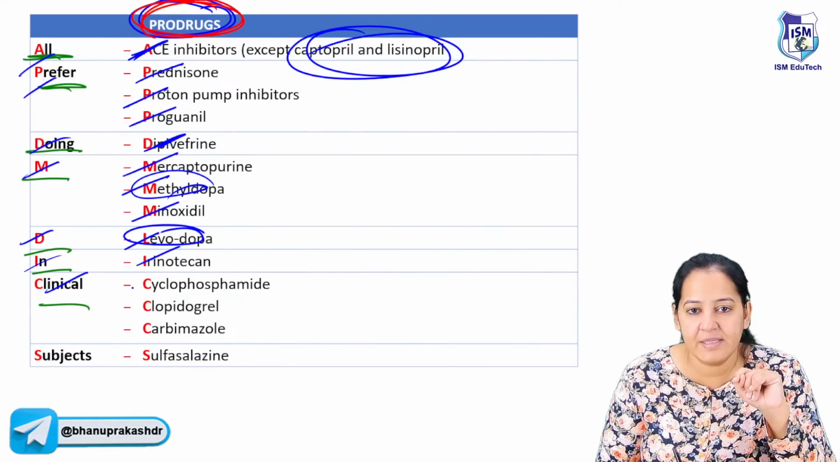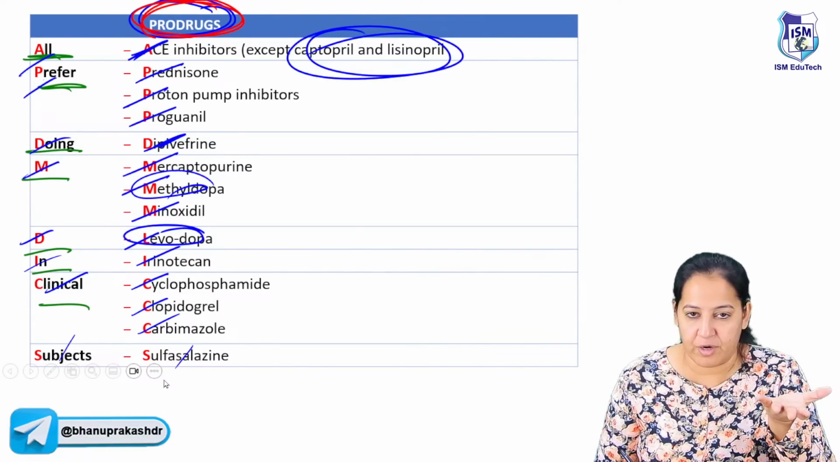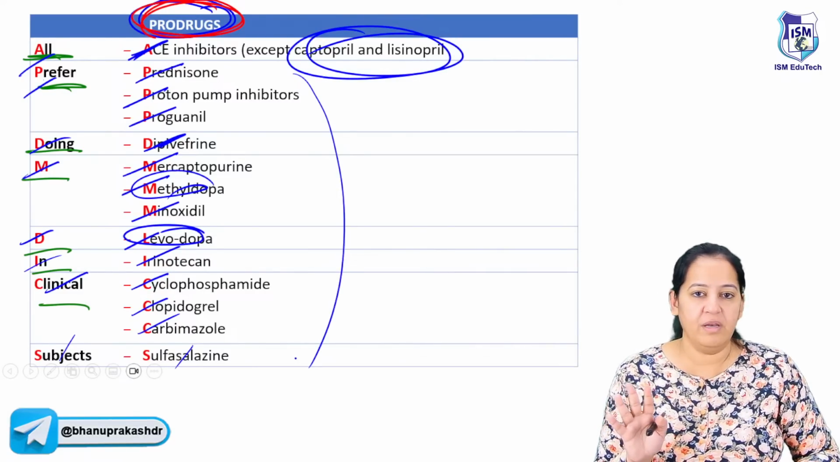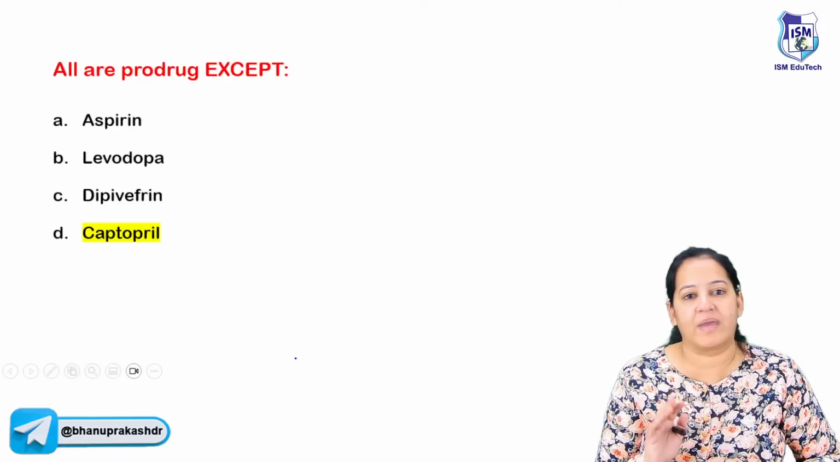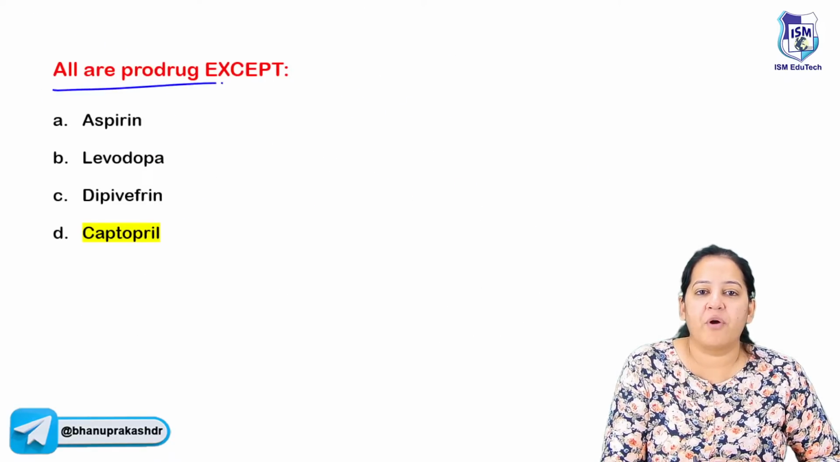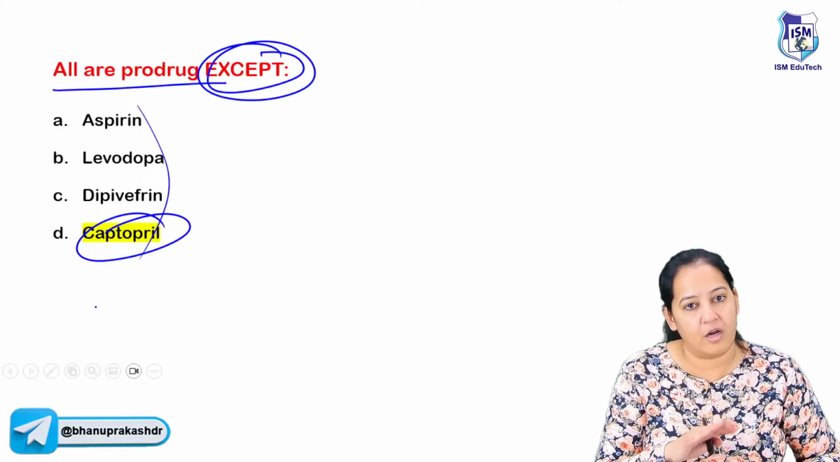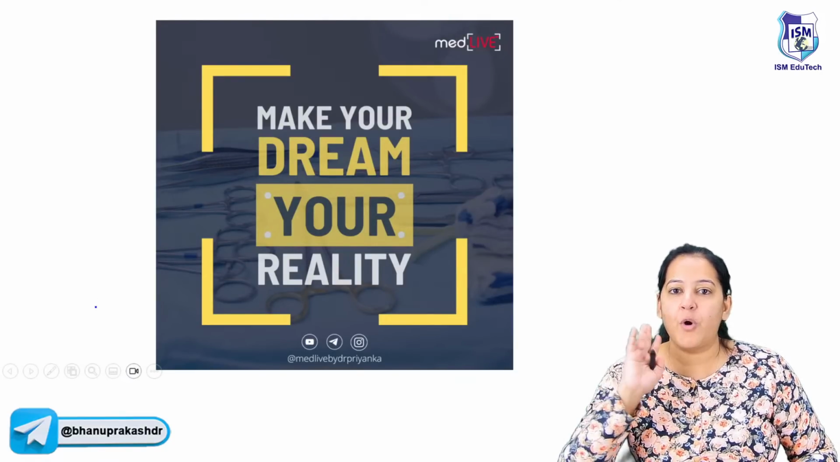I is irinotecan. C is cyclophosphamide, clopidogrel and carbamazepine. And S is sulfasalazine, which is one of the sulfonamides. So don't try to mug up the list. Just have a look once, and if you have read it once, you can easily get it in the options. If I ask which of the following is a prodrug except, captopril is not a prodrug. All the remaining are prodrugs and they are in the mnemonic. So this is the concept of the prodrug.